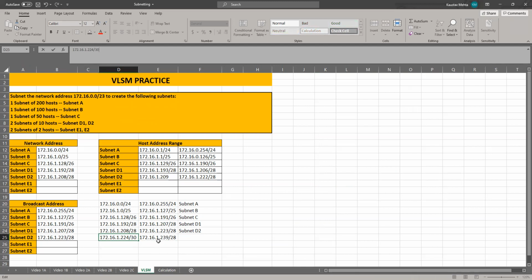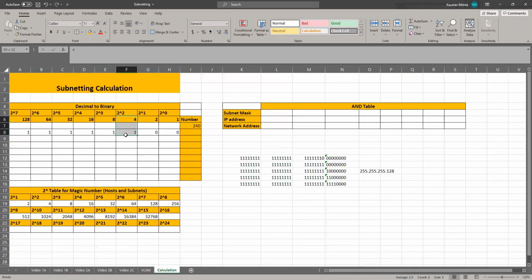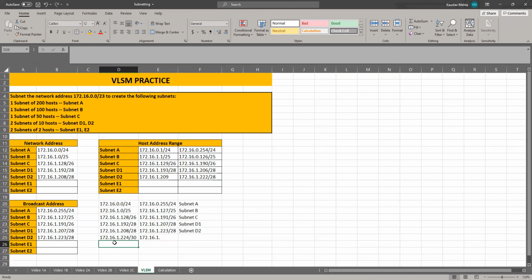So the first address would be the same, but changes to /30. And now our magic number becomes 4. So rather than going up by 16 each time, now we're just going up by 4 each time. That means our next address will become 172.16.1.228/30. The broadcast address for the first would be 172.16.1.227/30, and the broadcast address for this one would become 172.16.1.231/30. Because 228 is the first one, 229 the second, 230 the third, and 231 the fourth, which gives us four addresses as we calculated.